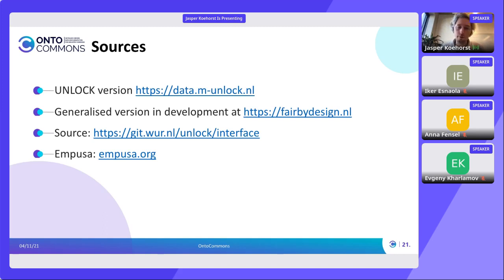Well, the source is in a good repository. All the code is open, so everybody can have a look at it. And our code generator that we use for the API is Empusa, which you can find there. And with that, that's the end of my presentation. So if there are any questions, please let me know.